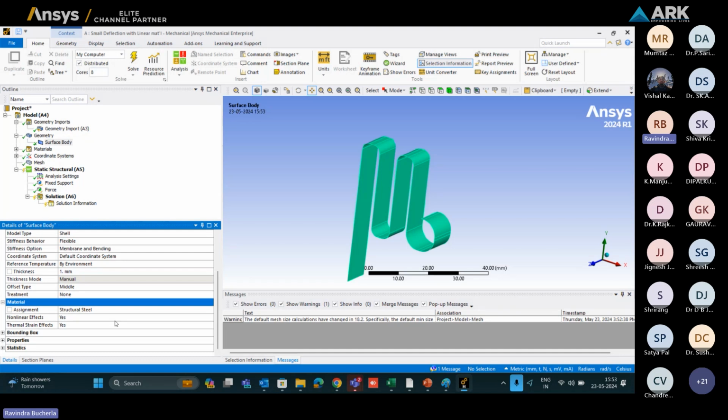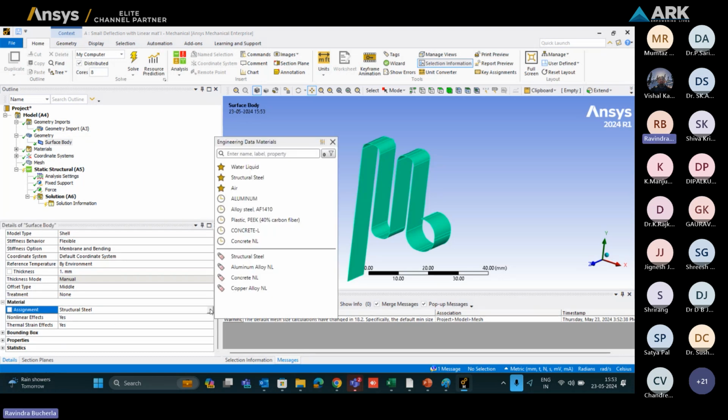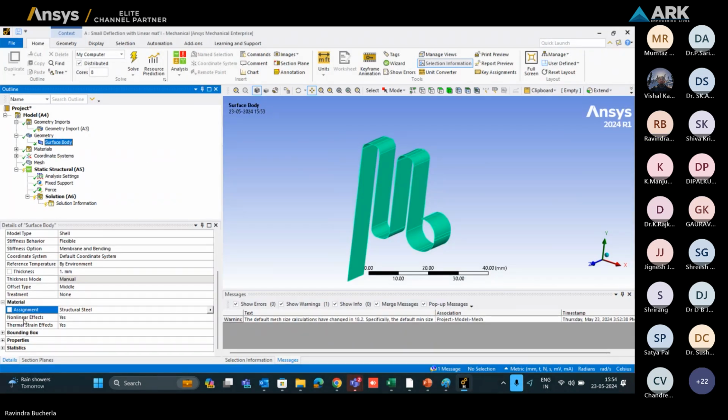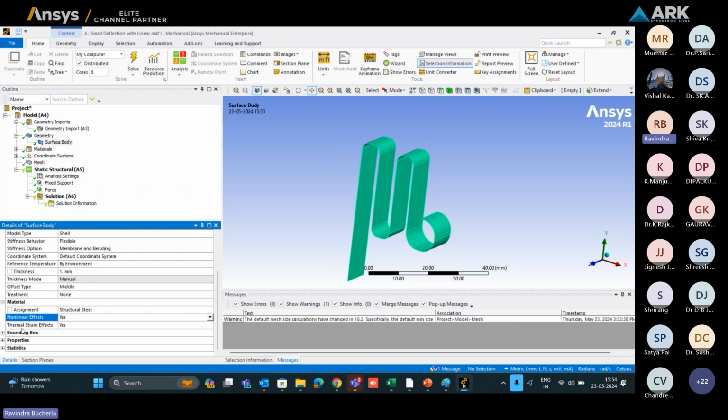the material that we are going to use. Whatever materials we added in the engineering data will be visible here. If you want to add aluminum or concrete or copper alloy, whatever materials we added in the engineering data will be visible here, and you can assign that material to a component. And if you want to consider the nonlinear effects, you need to click on yes. Also, because of the temperature change, whatever thermal deformations and stress strains we will be getting, if you want to consider those effects also, we need to enable the thermal strain effect.